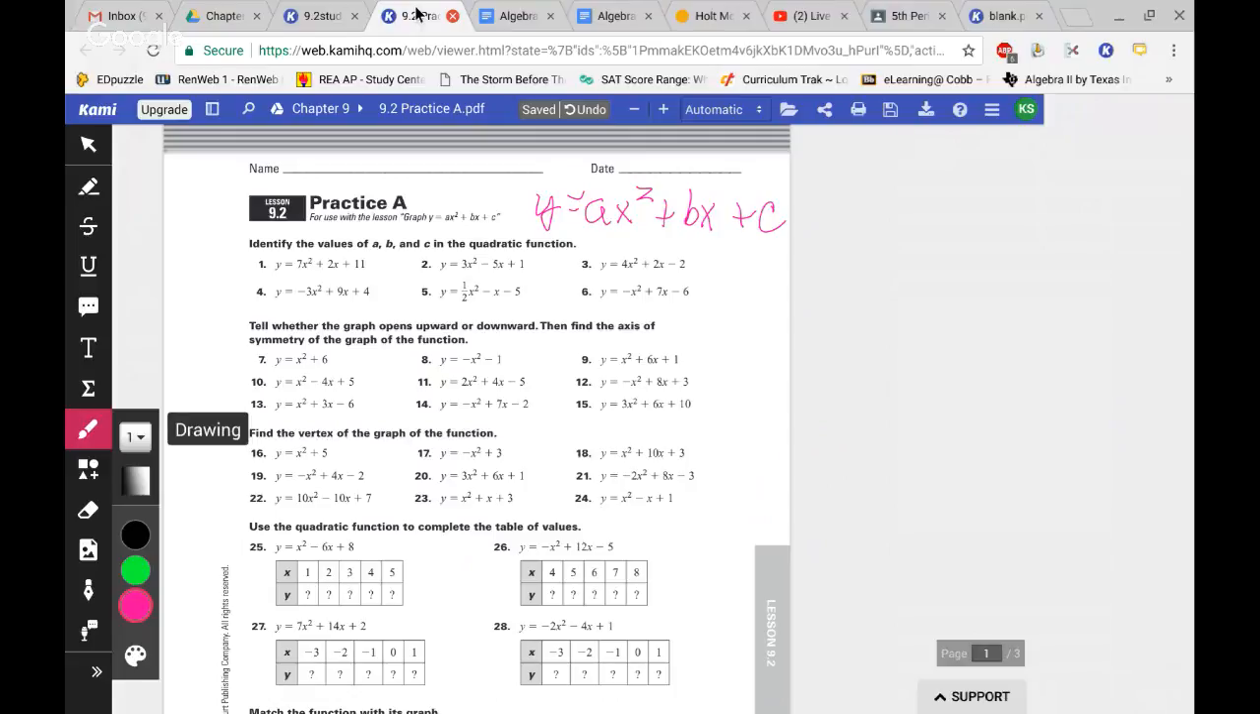Okay. And you made sure, like on number 2, when you were doing A, B, and C, you had 3, -5, and 1? Yes, ma'am. Okay, because you want to make sure you pull those negatives with it. That's really, really important. Got it. Okay, because that's going to change everything if you don't pull the negative with it.